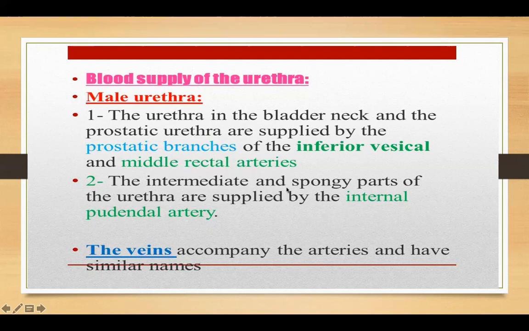The intermediate and spongy parts of the urethra are supplied by the internal pudendal artery. The veins accompany the arteries and have similar names.